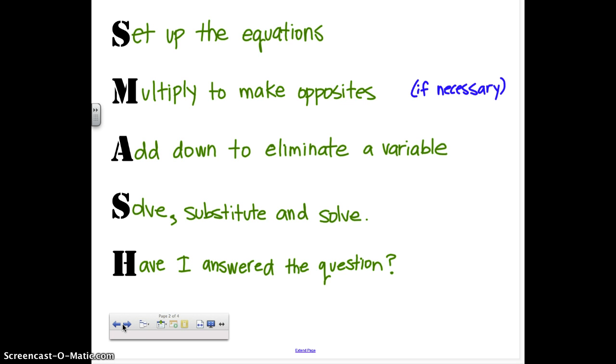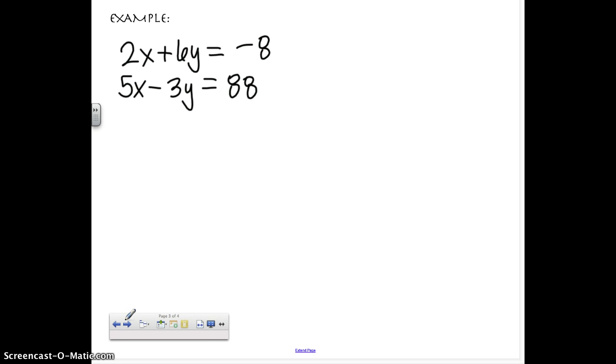Okay. Let's look at an example. So, here we go. SMASH. Set up the equations. Now, if we look at this, we are set up. X's lined up, plus and minus lined up, Y's lined up, equal signs lined up, other nonsense lined up. Remember, for substitution, we like them kind of spread out. We like to bring this one, all of that one, over there. And we like to have them set up in kind of a column format. Here we want them stacked.